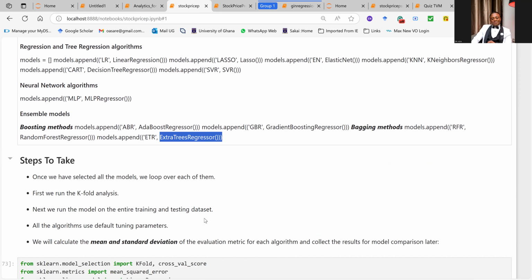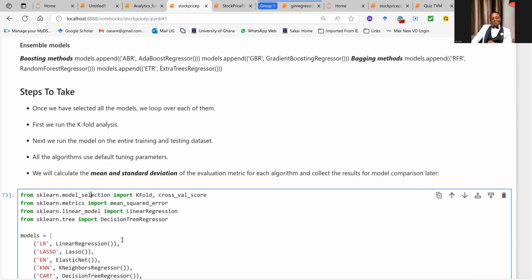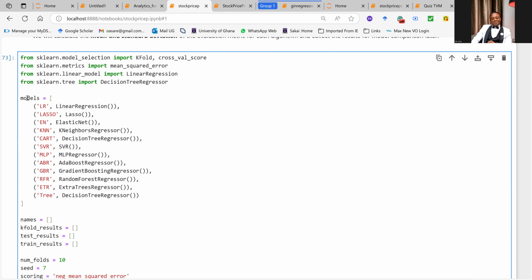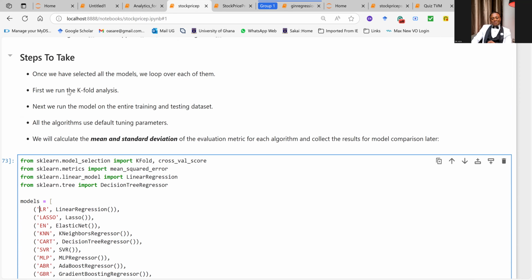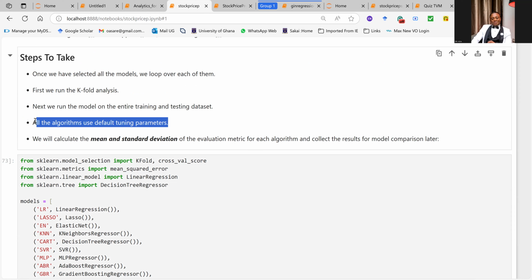Now, the steps you take are as follows. I'm going to show you these things that you're going to see down here. Once we have selected all the models, we'll loop over each one of them, which is what we've done here. I decided to really take my time and loop over each one of them. Then we'll run the k-fold analysis and then run the model on the entire training and the testing data set. All the algorithms will use the default tuning parameters, so we are not going to apply hyperparameter tuning.